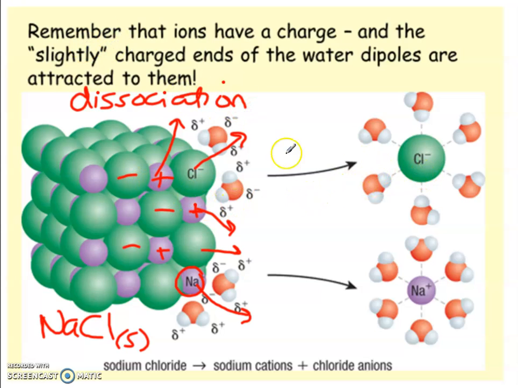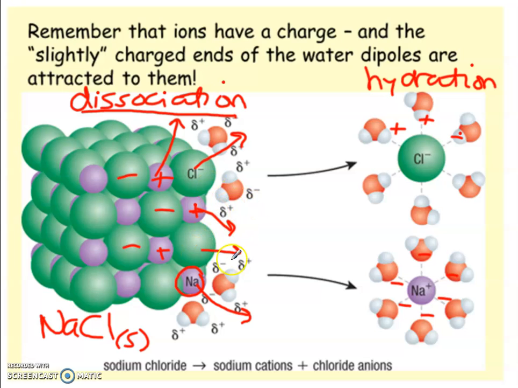After the fact, what happens once that ion is separated? The ion becomes surrounded by water molecules. And notice, the little positive hydrogens are all surrounding my chlorine, and the negative oxygens are surrounding the sodium. This is the process of hydration. So dissociation is the pulling apart of the ions themselves. Hydration is once they are apart, the fact that the waters are keeping them apart from each other due to the attractive forces.